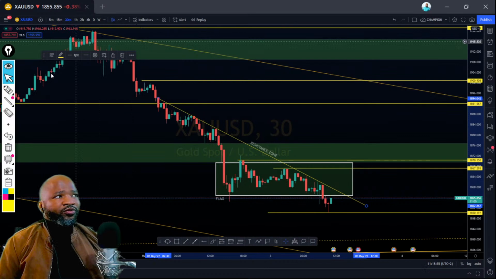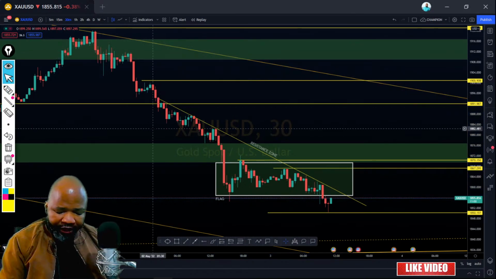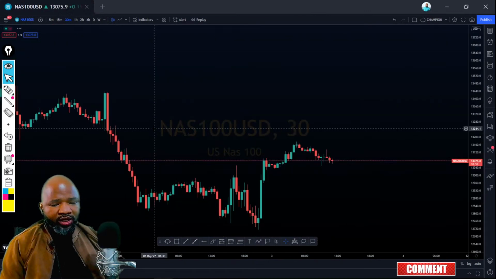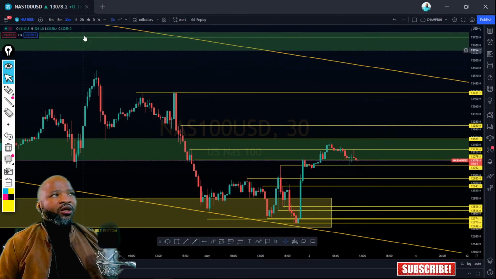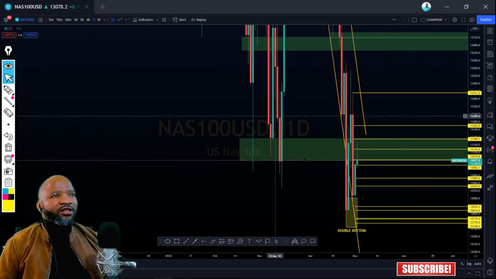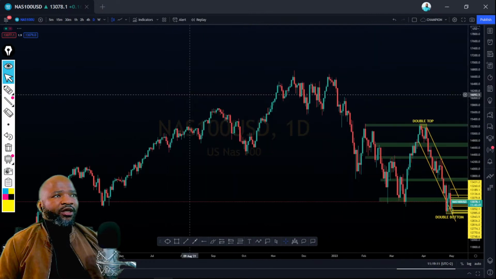Anyway, let's move to another instrument and see what could happen later on. Let's go to NAS100. Bigger time frame first. Let's go to the daily time frame.